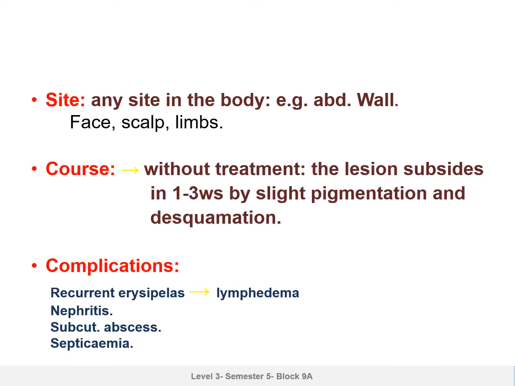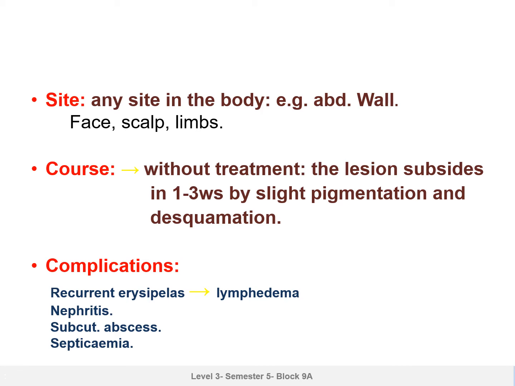Erysipelas and cellulitis can affect any site of the body, for example the abdominal wall, and may affect the face, scalp, and limbs. Without treatment, the lesion subsides in 1 to 3 weeks with slight pigmentation and desquamation.